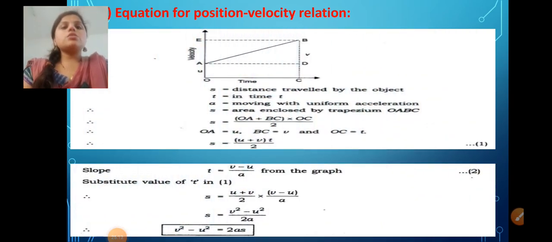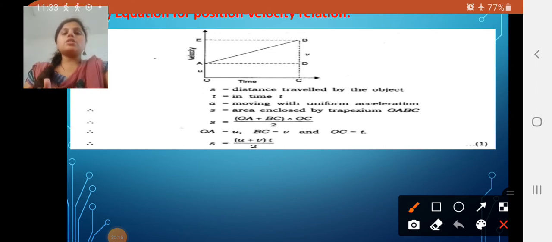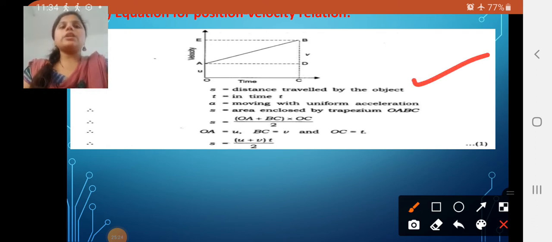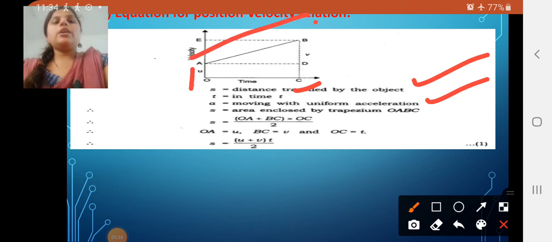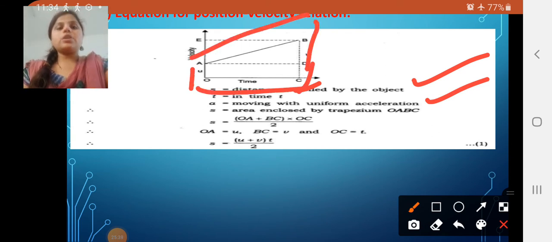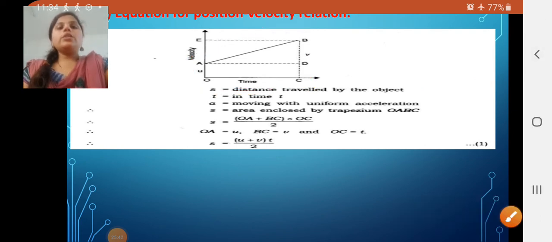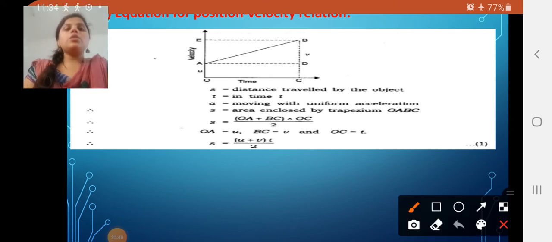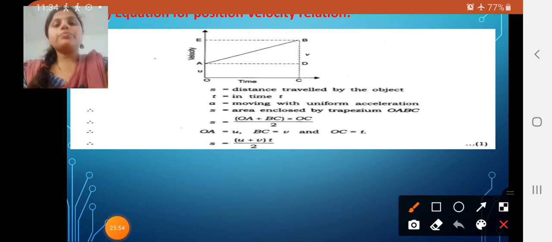Here this is also very simple, dear students. These 3 equations are very important. Here we have to again assume something: S is the distance traveled by the object, t is the time, a is the uniform acceleration, and we have to know the area enclosed by the trapezium OABC. This is the trapezium part. Here we are going to check another identity. What is that? We have to know the area of the trapezium.